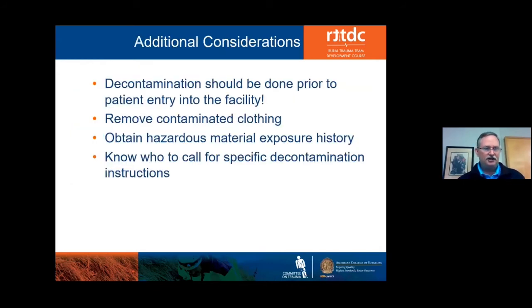Other considerations, if you have someone that potentially has been exposed to a hazardous material, you want to make sure you decontaminate them prior to entering the facility. If the decontamination requires them to be hosed down, keep in mind that's going to further cause them to become hypothermic. So make sure you have everything ready to go when they arrive in the bay. All contaminated clothing should be removed. If possible, get a hazardous material exposure history, and then know what your protocols are for any decontamination instructions.